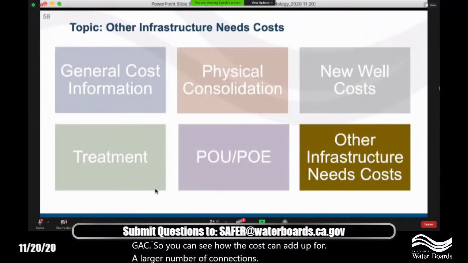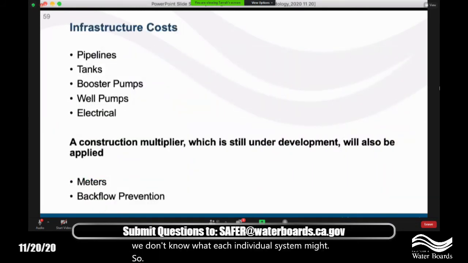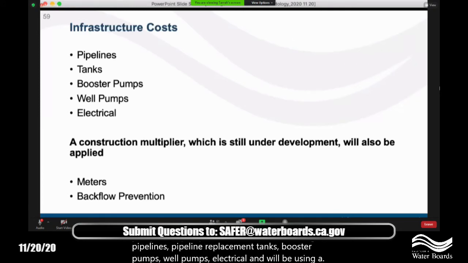Okay, so the last piece I'm going to talk about is the other infrastructure needs. And these would be layered over any of those other solutions for the systems in aggregate, not specific systems, since we don't know what each individual system might need. So these costs that I'll be going over are things like pipelines, pipeline replacement, tanks, booster pumps, well pumps, electrical, and we'll be using a construction multiplier, which is still under development, that will be applied to those as well. And then we have meters and backflow prevention.